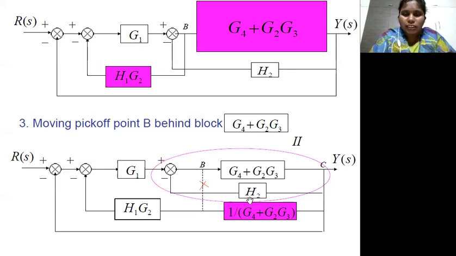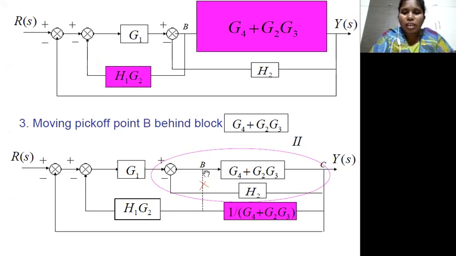Because here I have to move the branch point or takeoff point from ahead of the block to behind the block. If I have to move any branch point or takeoff point from ahead of the block to behind the block, what is the element we have to add? That is 1 by that gain. Here what is the gain of the path? That is G4 plus G2 G3. So I am inverting this gain and connecting the branch point here, right? So I am shifting the branch point from here to here. That's why I connected 1 divided by G4 plus G2 G3.